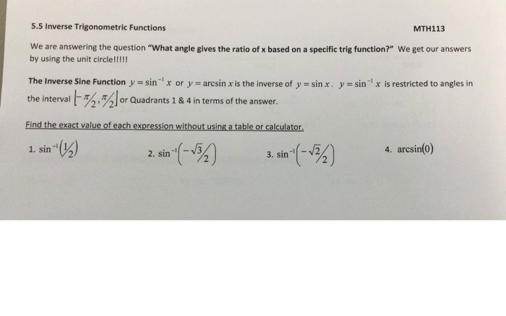So here's the question. It says, what angle gives the ratio of x based on the specific trig function? And so we're going to get our answers by using the unit circle. So the first one, this is the way we read it. This is called the inverse sine or the arc sine. So those are the two ways you can talk about it. Inverse sine or arc sine.